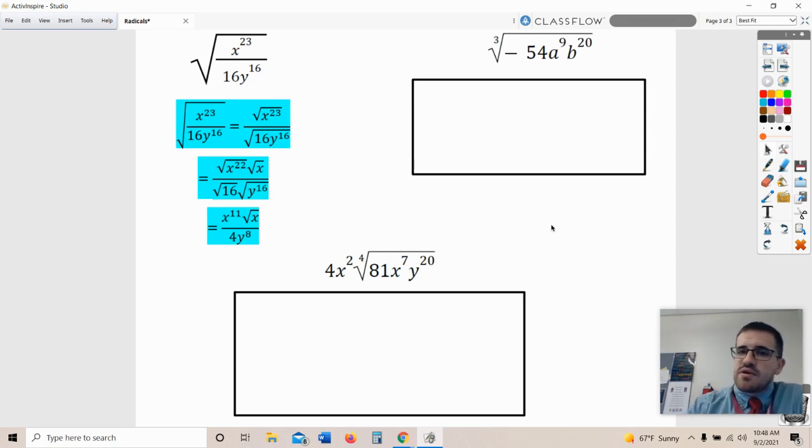All right, and then the next one, this is our first cubed root. So when we're taking the cubed root, instead of having an index of 2, like we do here, we now have an index of 3. So if you're using the shortcut, you're looking to divide each of the exponents by 3 and see what remains. So if we're to guess at this, we're going to say, okay, this is going to end up as a to the 3rd. And b, 3 divides into 20 6 times with a remainder of 2.